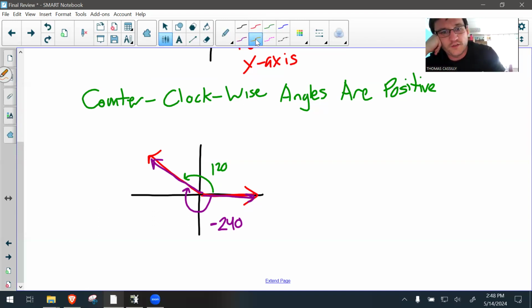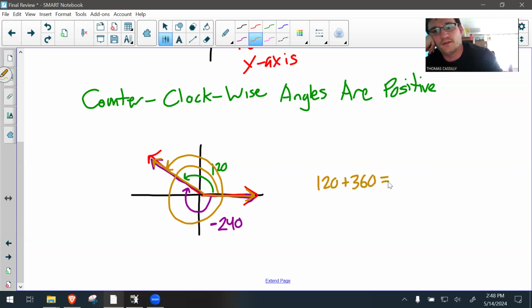If you wanted to, you could think of another one like this. It's greater than 360, so it has that same starting point on the initial side, and that same ending point on the terminal side. That angle is 120 plus 360, and of course, that gives you 480. So that orange one is a 480-degree angle.